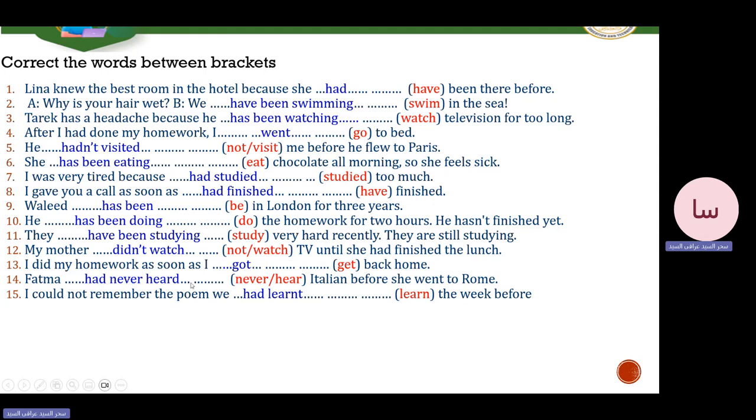Fatima had never heard Italian before she went to Rome. Had never heard about it. I couldn't remember the poem. We had learned it the week before. So the week before we should use past perfect simple.